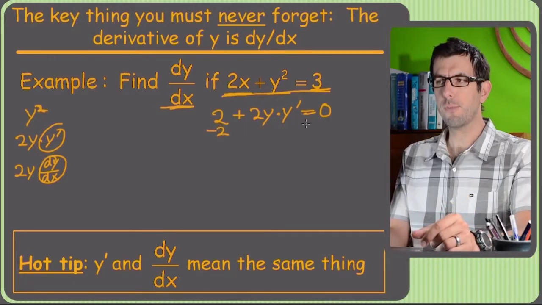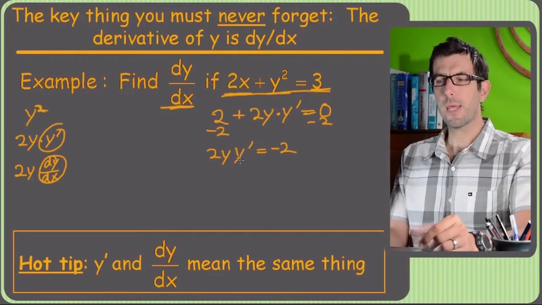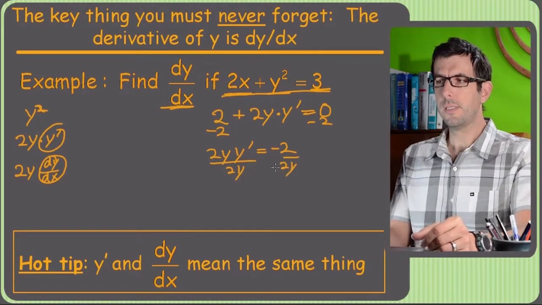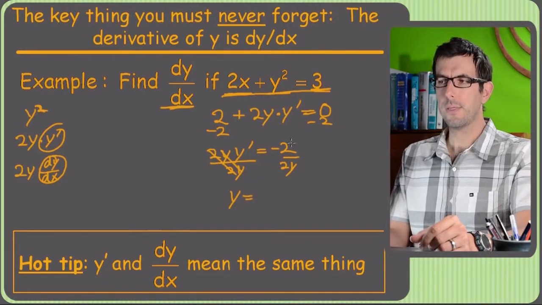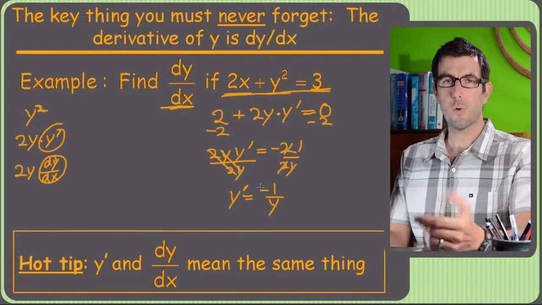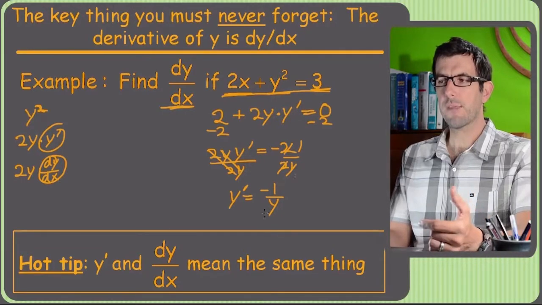So we're going to subtract 2 from both sides. So we'll get 2y y prime equals negative 2. Then I want to get y prime by itself, so I'll just divide by 2y to get it by itself. That'll cancel that, and we'll get y prime equals, and these 2's cancel, sorry. So we'll get negative 1 over y. Oops, that's y prime. So dy/dx, or y prime, equals negative 1 over y.